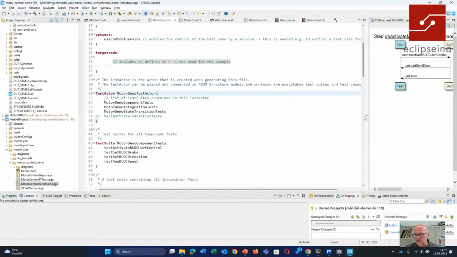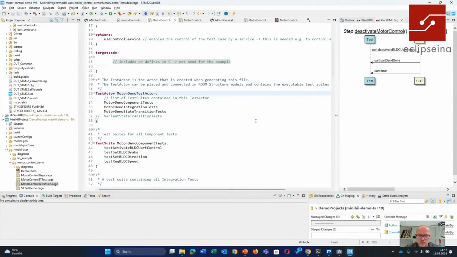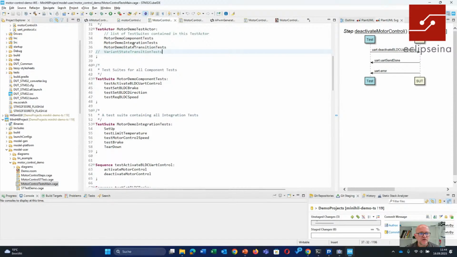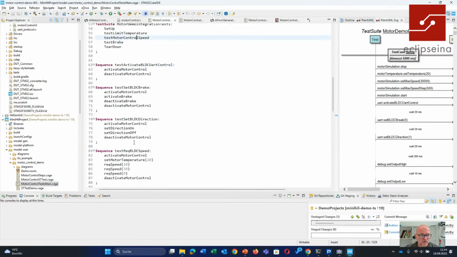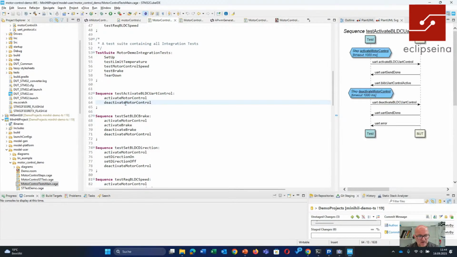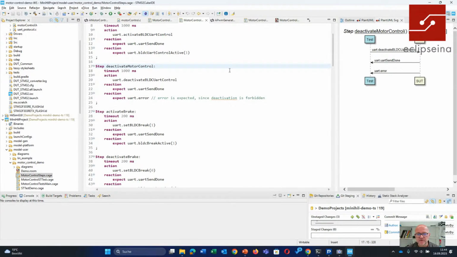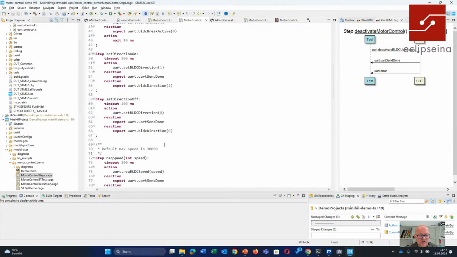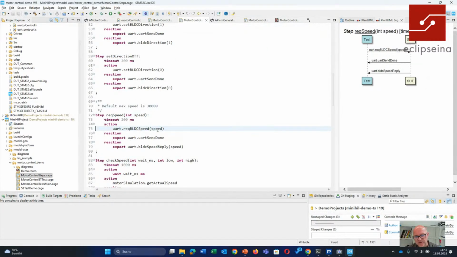Again, it's a model-based, textual language, and you can use this to define your test cases. For example, here we have all our test cases. Let's dig into one test step here. We send a new speed to our system under test, and we expect that the reply tells me, okay, I received this.